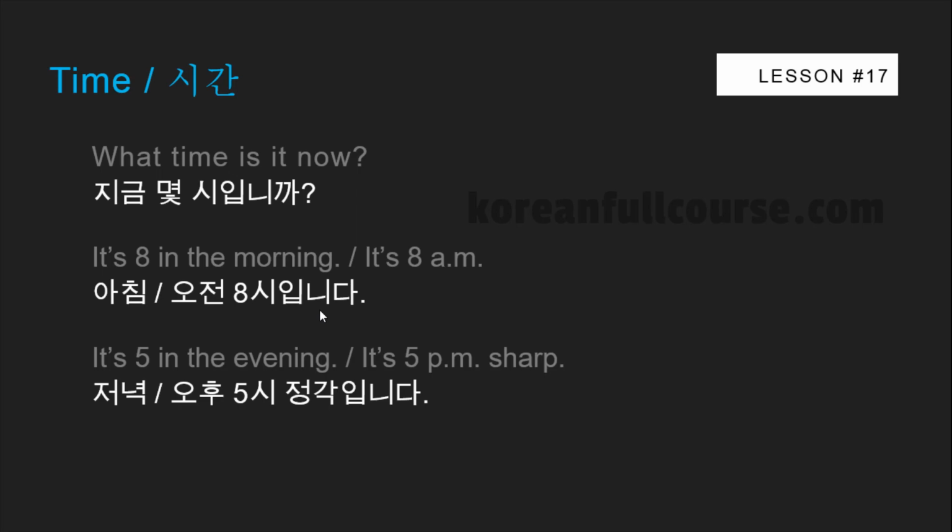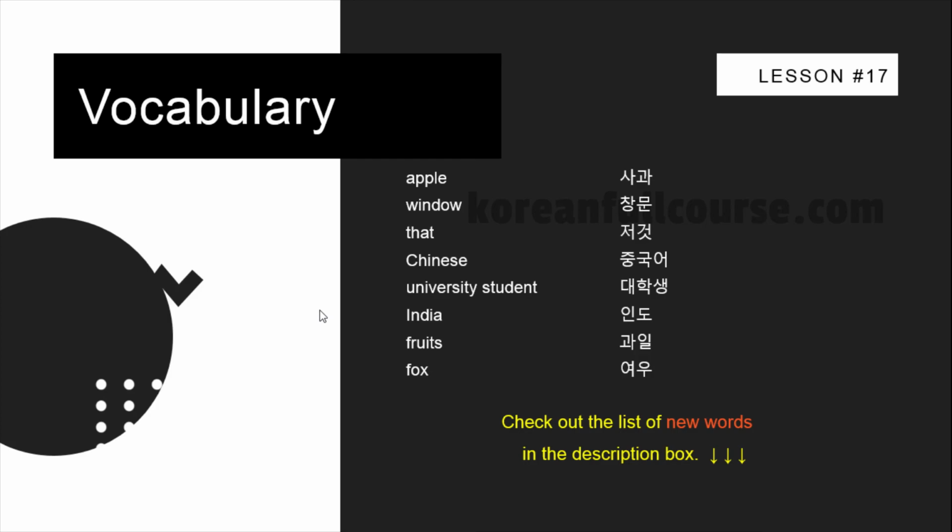Well, now you know how to tell time in Korean. Try to use what you learned today and what you already know to make more complex sentences. For example, see if you can describe your daily schedule in Korean. It's okay to use a dictionary. And here is the list of new words. Try to learn them by the next lesson. And you can also check them out in the description box below this video.